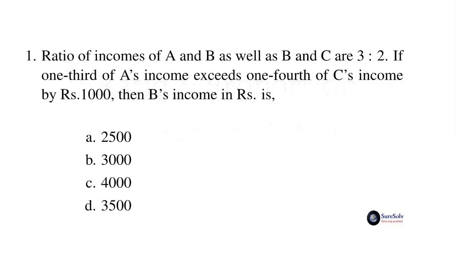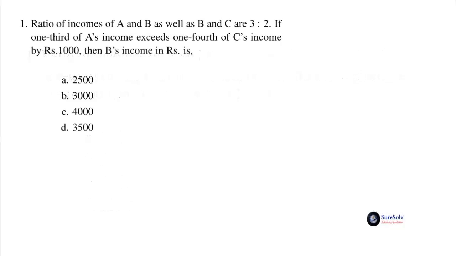Ratio of incomes of A and B as well as B and C are 3:2. If 1/3 of A's income exceeds 1/4 of C's income by ₹1,000, then find B's income in rupees. Let incomes of A, B and C be respectively ₹A, ₹B and ₹C.